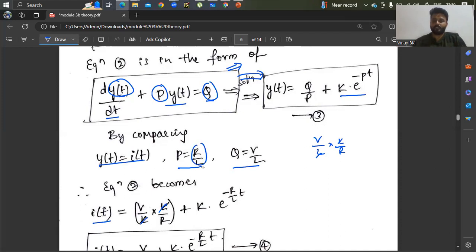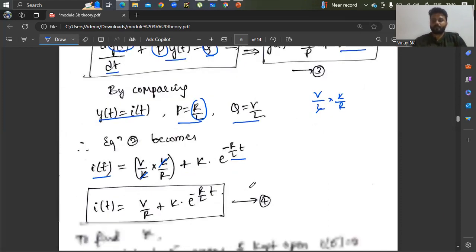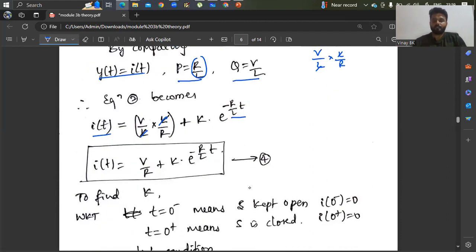Plus k into e to the power minus p into t. P means R by L. K into e to the power minus R divided by L into t. This is the solution of the differential equation. So you can write I of t equals V divided by R plus k into e to the power minus R by L into t. This is equation number 4.